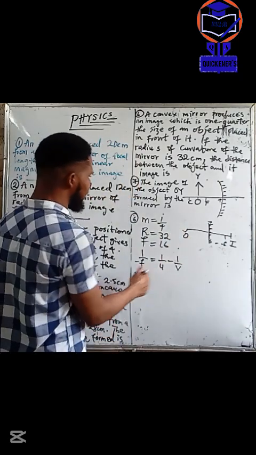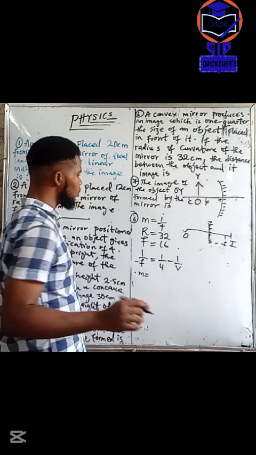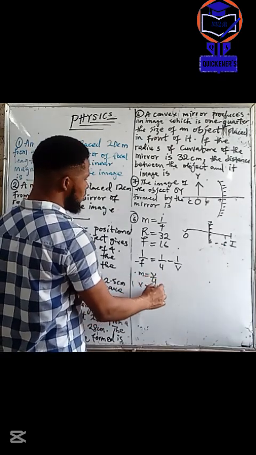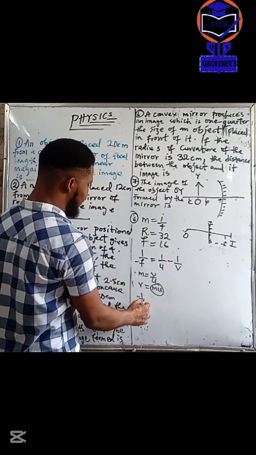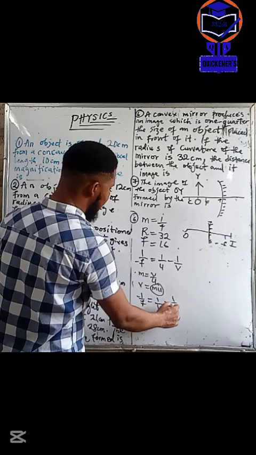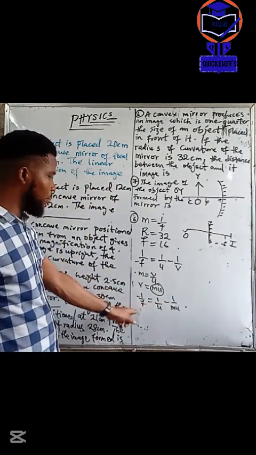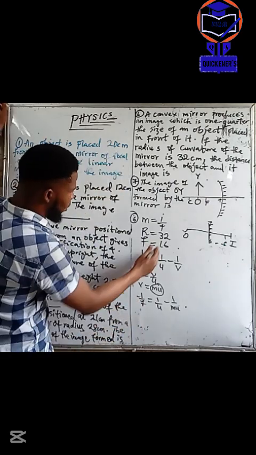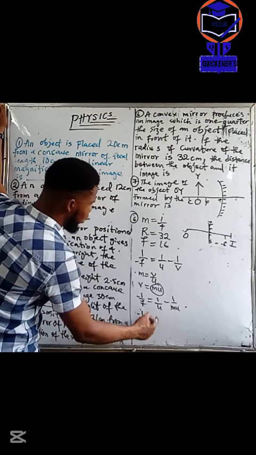Alright, so now let's continue. Our m is v over u, so v is what? m times u. You take this and put it inside here. So you have minus 1 over f equal to 1 over u minus 1 over m u. Alright? So you can now put your values here. Our value for f is what? 16. So minus 1 over 16 equal to 1 over u.